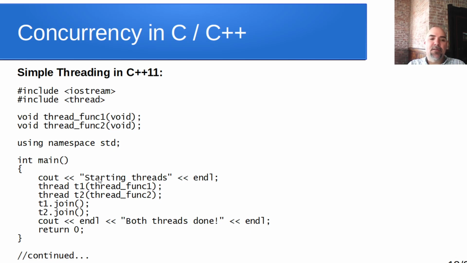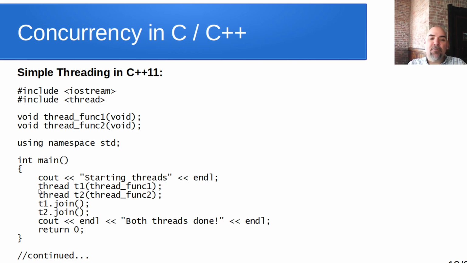And then down here, notice I'm using namespace std. If we didn't have this using namespace std line here, we'd have to put std:: in front of cout and endl and thread. But I'm using the standard namespace. Notice the threading capability is part of that standard namespace now.